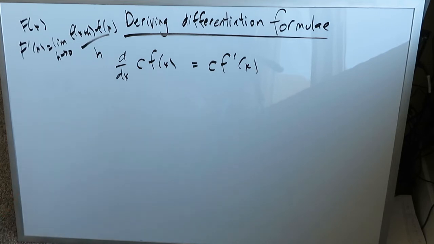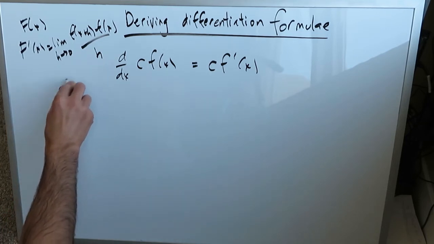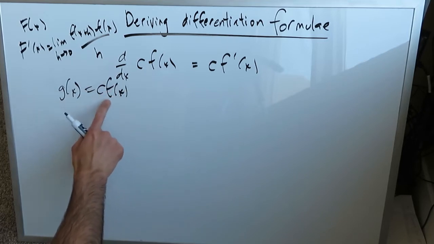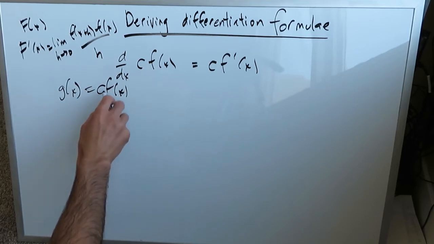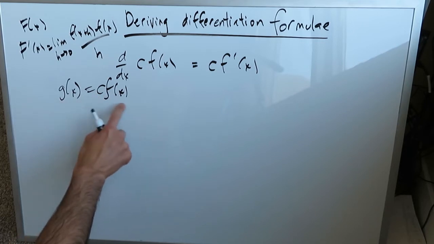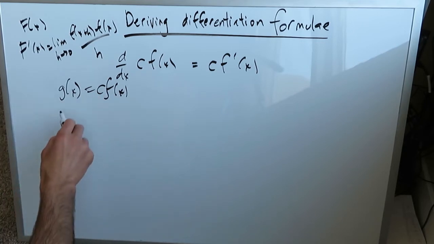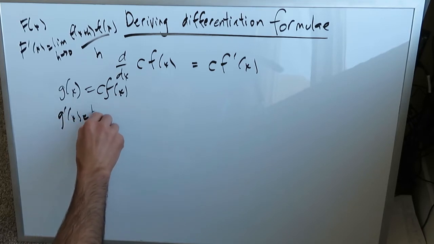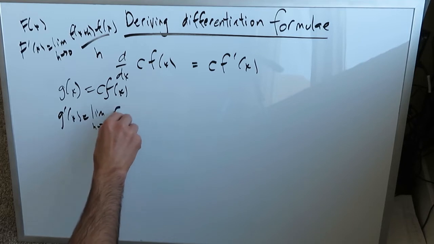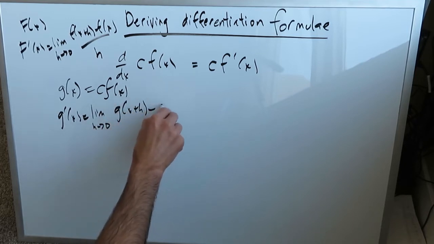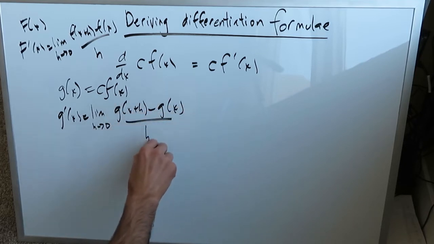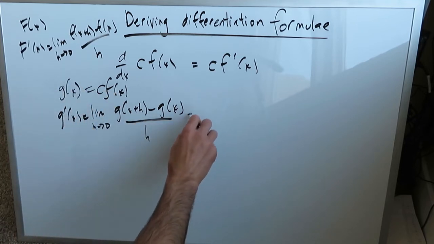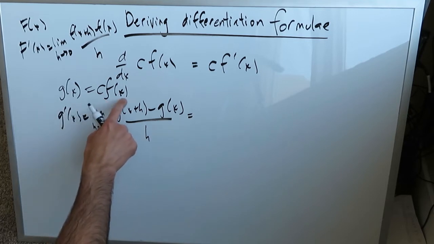The derivation will go in this way. Suppose g of x represents a function like c times f of x, a constant times f of x. Then what we're really looking at is the derivative of g of x, which would be the limit as h approaches 0 of g of x plus h minus g of x, over h. But what exactly was g of x? It was really c times f of x. So you can do all of that in terms of substitution.